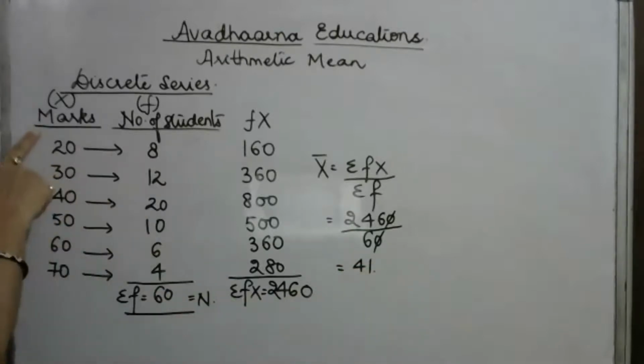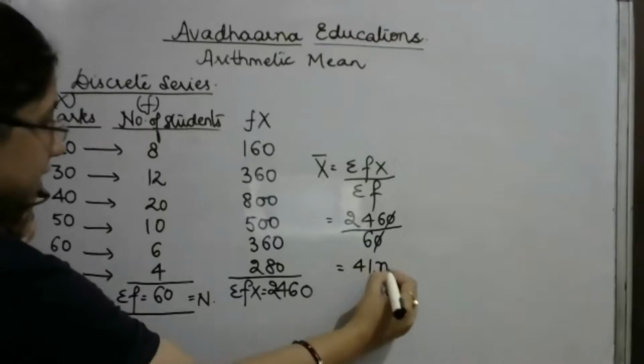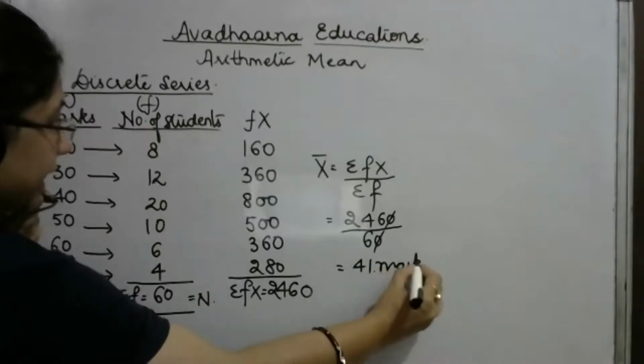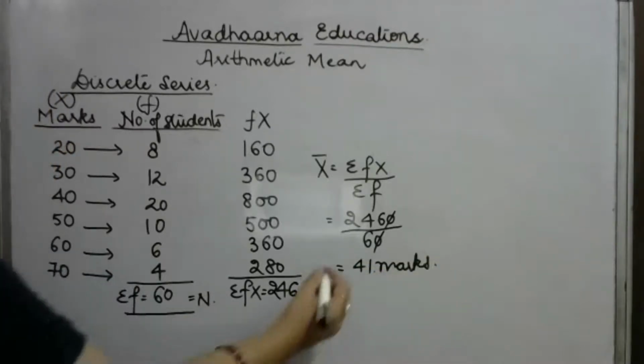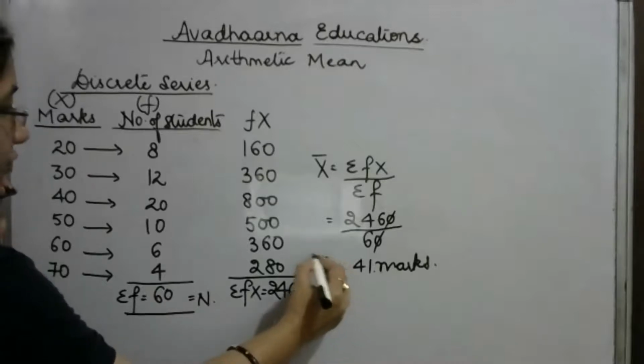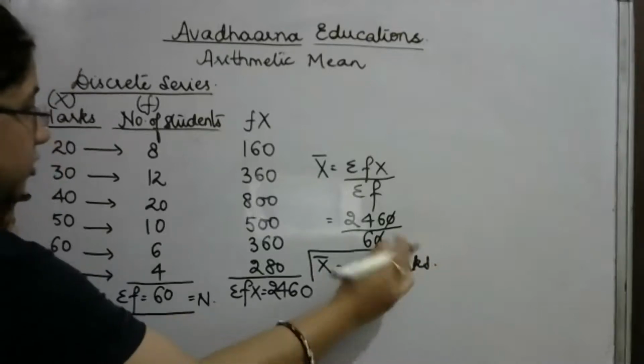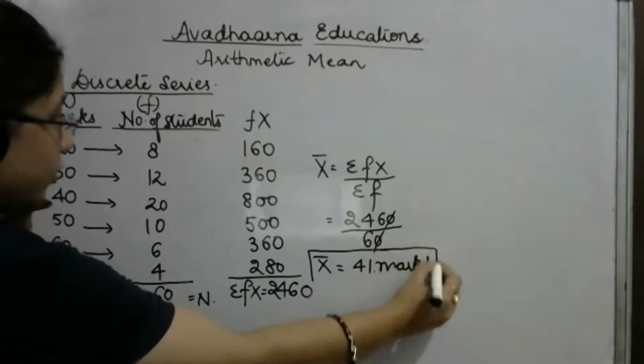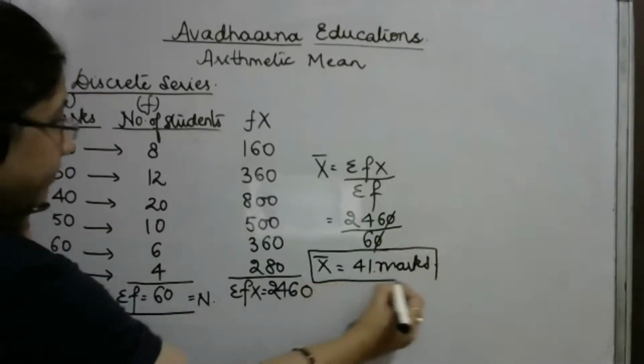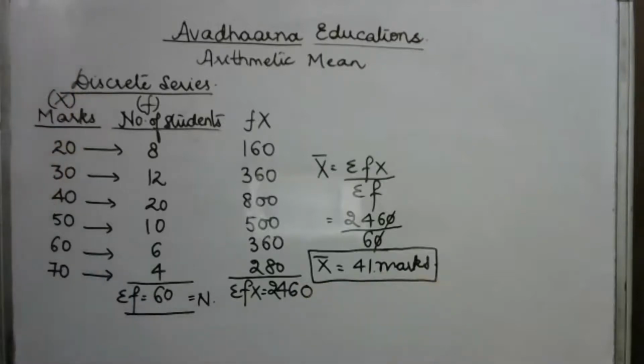Yes, 41 what? 41 marks. We have to write the units. Fine. So mean is equal to 41 marks. So the average performance of the 60 students is going to be represented by this figure, 41 marks. I hope that this method of calculating arithmetic mean in case of discrete series is clear to everyone.